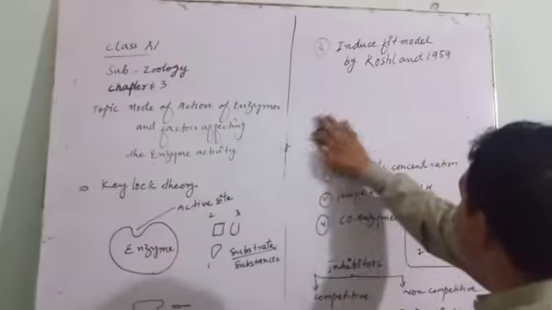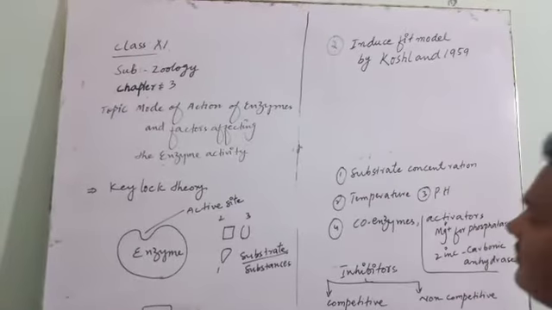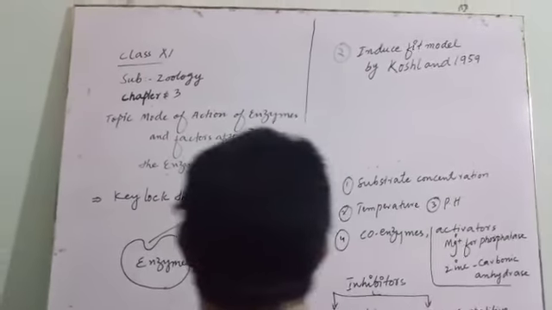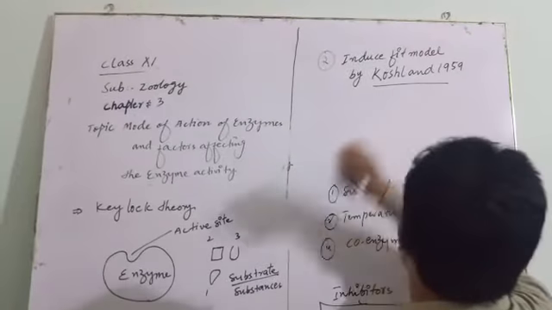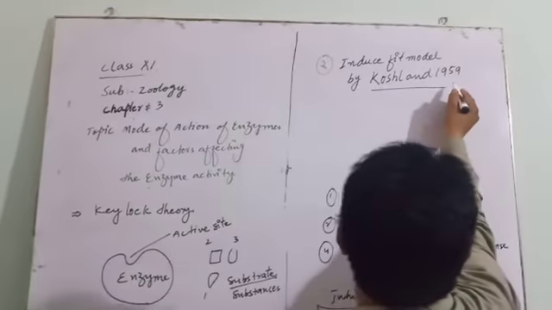Now, the induced fit model. This model was given by Koshland in 1959.